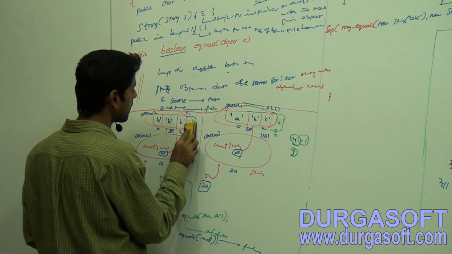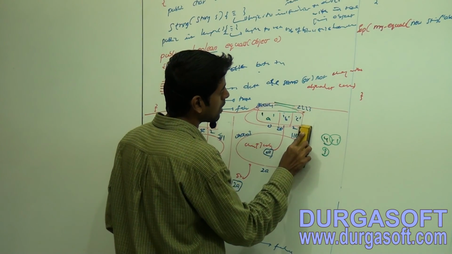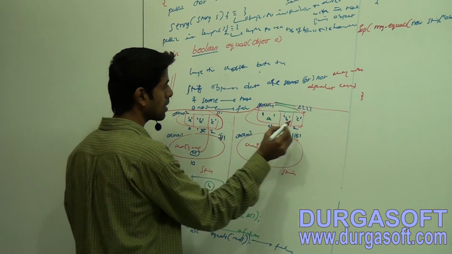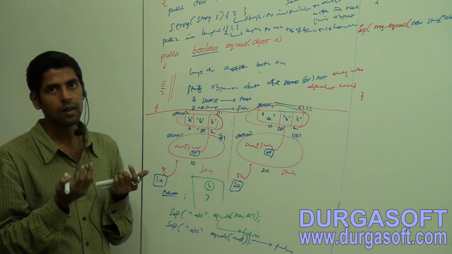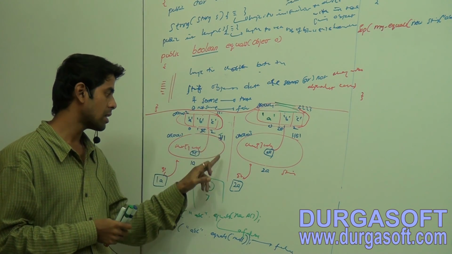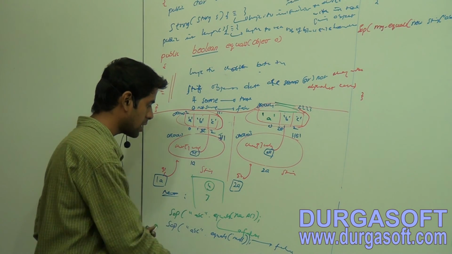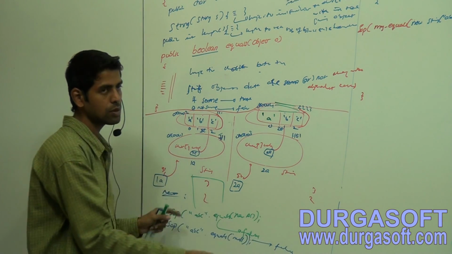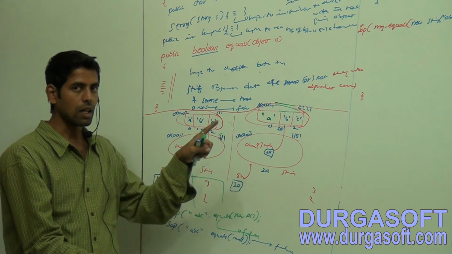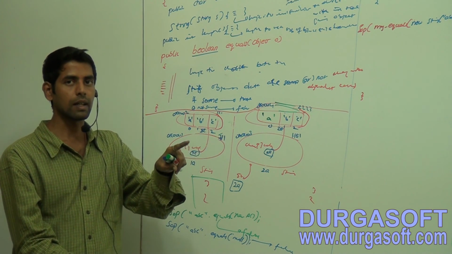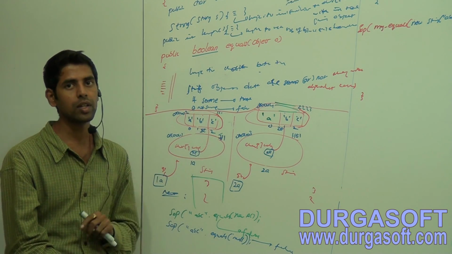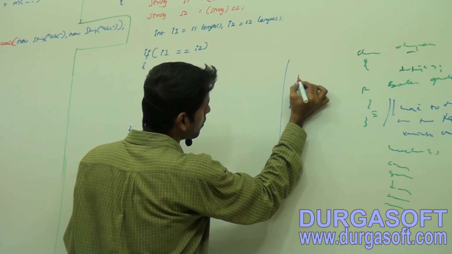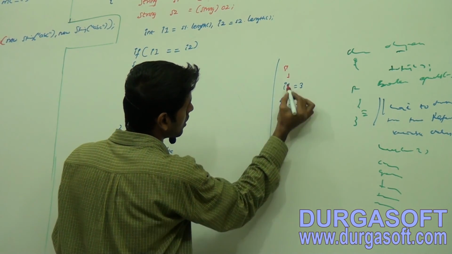The last index character, friends. How to take that one? If the length is 3, the last index will be 2. Now where is the length variable? Which variable holds the return value of the length method? It is with I1, related to the S1 string, and I2 is related to the S2 string.